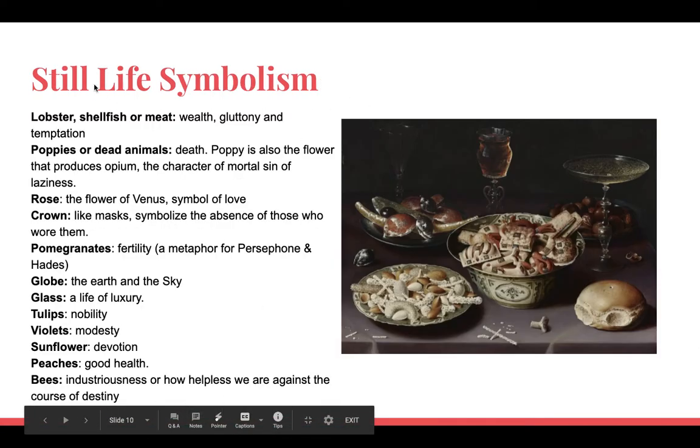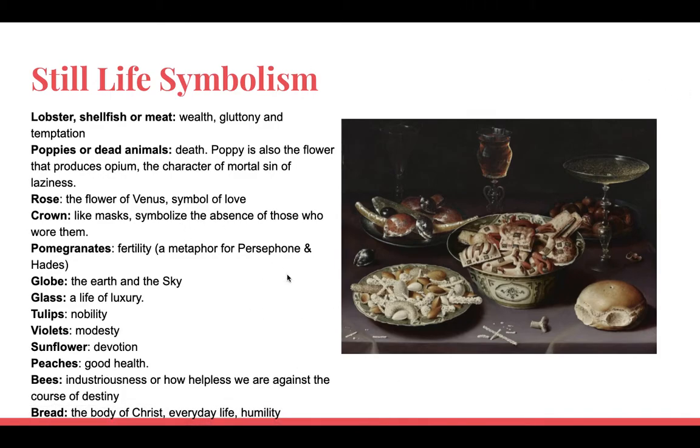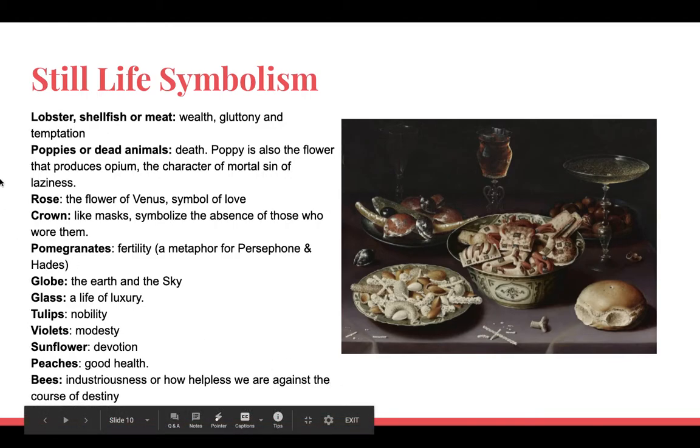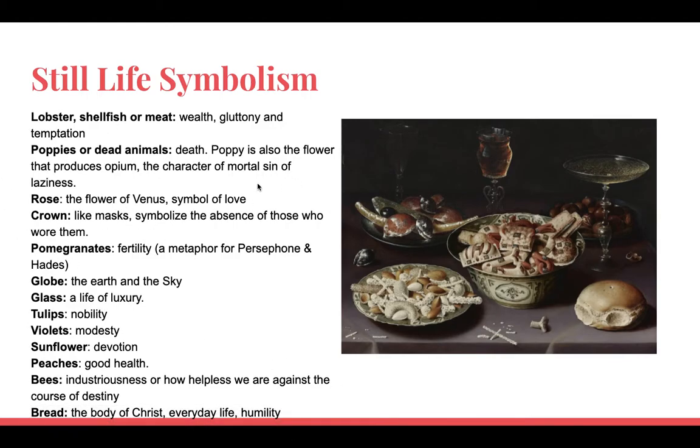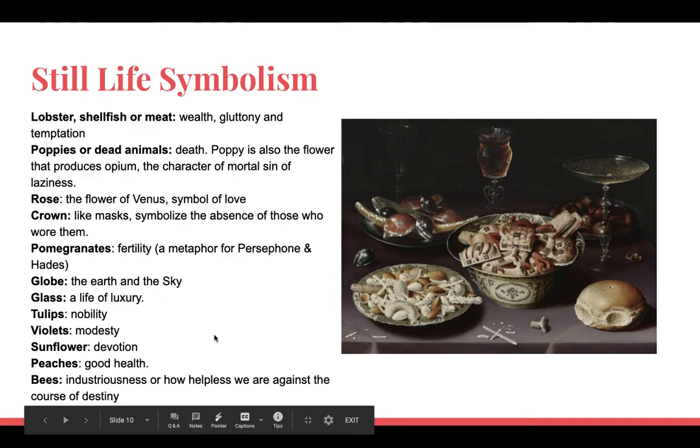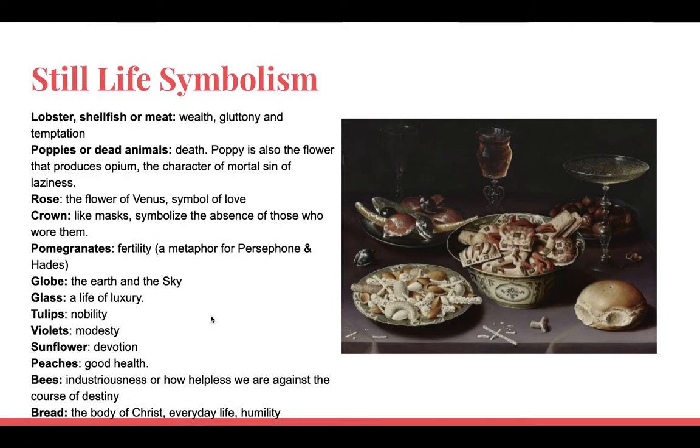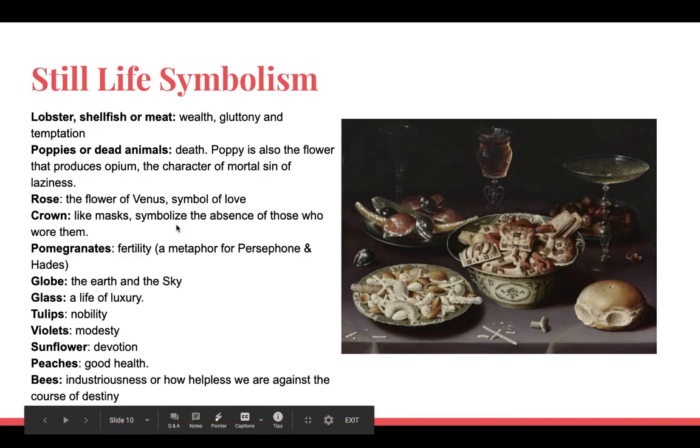And I just wanted to include some typical images that you will see in still life. I'll just go over a couple. You can read them if you want. So lobster could mean wealth, gluttony, or temptation. And then you could have a rose, which is the symbol of love. Glass, a life of luxury, or peaches mean good health. All of these symbols have a deeper meaning, and by learning about art and learning about art terms, you can start to understand the meaning just by looking at it.